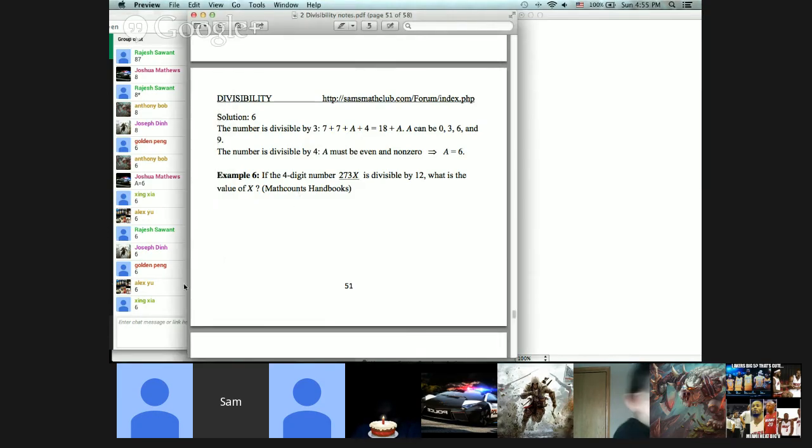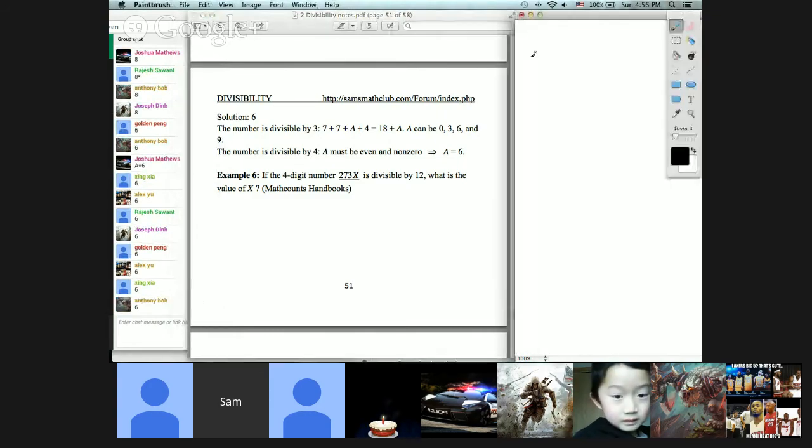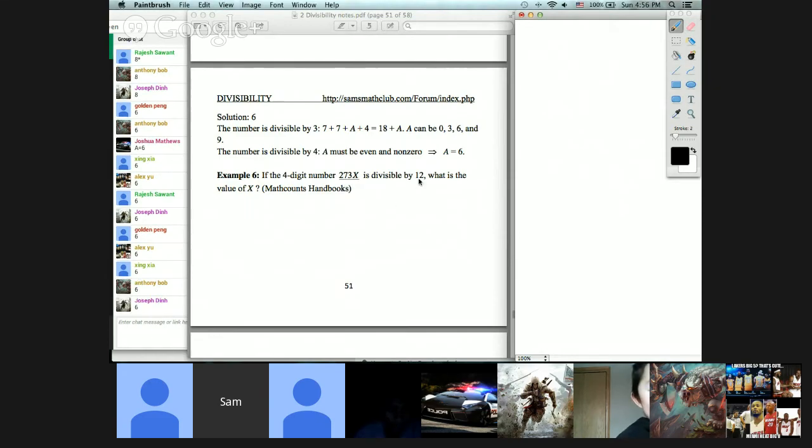Nice job, guys. All I see is a bunch of 6s. 6 is the correct answer. Coincidentally, it is the answer of the other one as well. Just a bunch of 6s. Okay, I'll explain it again. 273x is divisible by 12. So if it's divisible by 12, it's going to be divisible by both 4 and 3, since 4 times 3 is equal to 12. So first off, let's handle divisibility by 3.